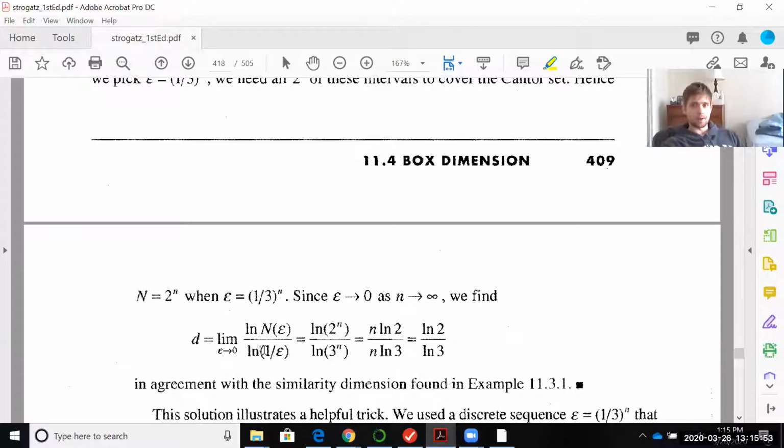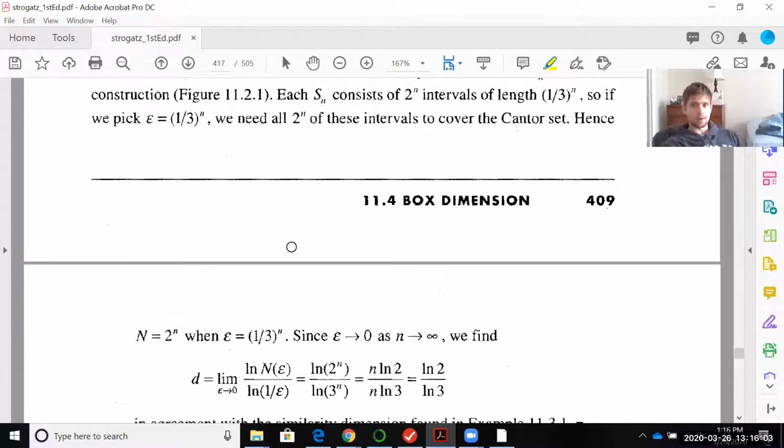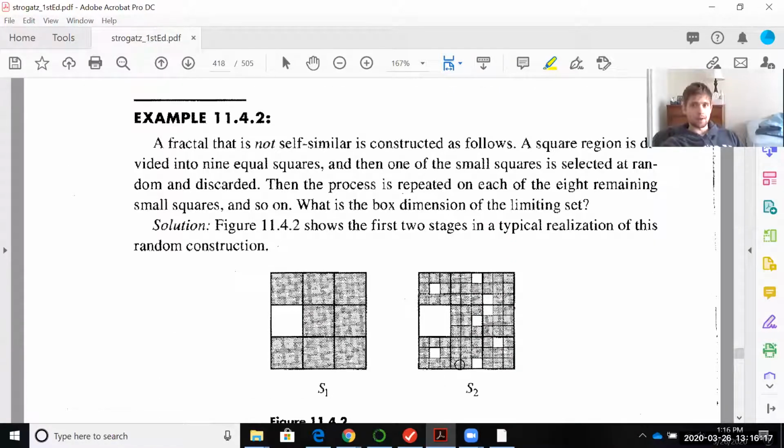In the case of the Cantor set, for example, we reduce epsilon to 1/3 every iteration, but the number of boxes we need to cover it doubles. So therefore it's log 2 over log 3. Now here's an example of a generalization of the Sierpinski gasket to something not exactly self-similar.